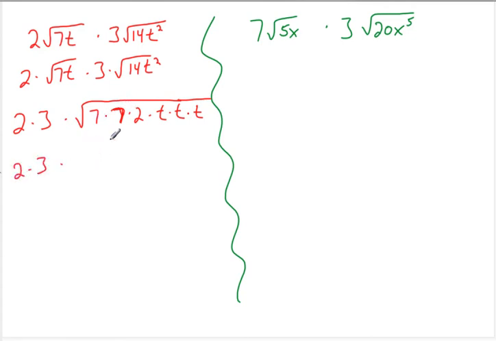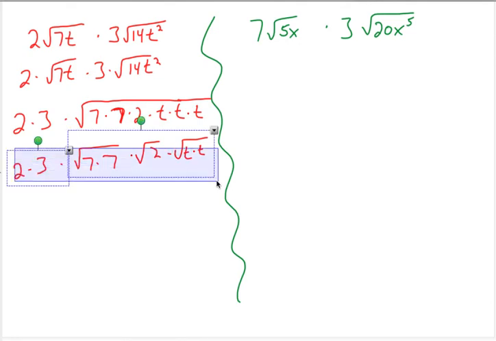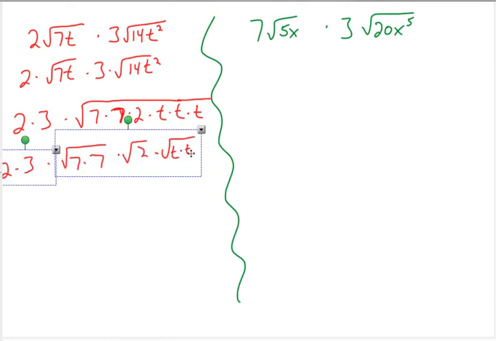And then we have the square root of 7 times 7. We have a square root of 2. We have a square root of t times t. And then we have times the square root of t. Let's slide that over.